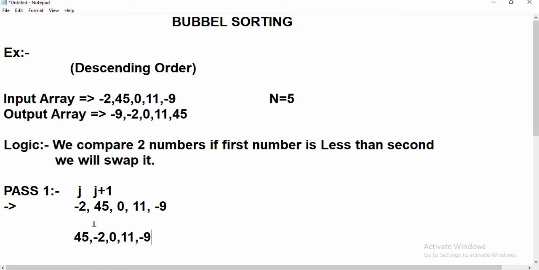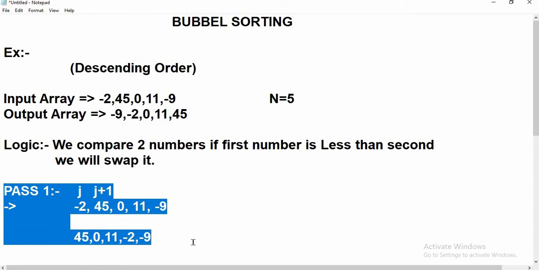In the second comparison, we will increment the j and we will compare -2 and 0. -2 is less than 0, so we are going to swap it again. I am going to do this directly because I have shown this comparison in the previous video. You can check it out there. So now -2 will be compared with 11. -2 is less than 11, so it is again going to be swapped. -2 comes here and 11 comes here. -2 is compared with -9. -2 is not less than -9, so it is not going to swap.